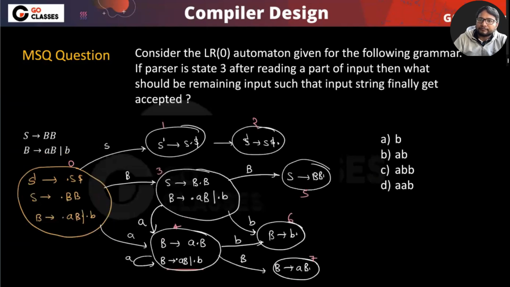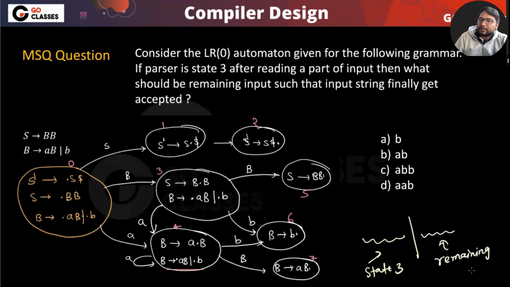Can you tell me, if you are in state 3, after reading up, that's really interesting. They are saying that a parser is in state 3 after reading a part of the input, then what should be the remaining input such that the input string finally gets accepted? So there is something on the stack, and then you are in state 3. What is in the stack? They haven't told you. Maybe you can figure it out. They are saying that you are in state 3. Then what should be there in the remaining input such that it finally gets accepted?